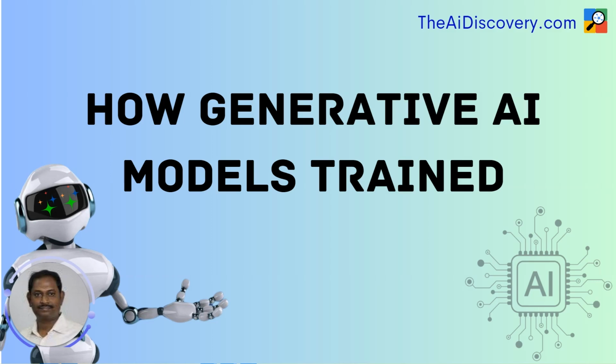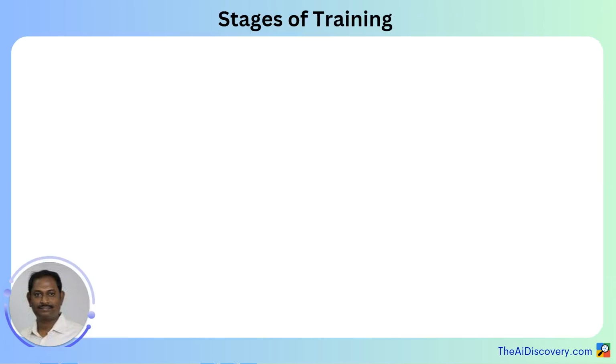Hello everyone. In this video, we'll talk about how generative AI models are trained, and these generative AI models are powering applications like ChatGPT. There are several stages of training, three to be specific, and in every stage, the model gets refined, and it closely mimics human conversation.